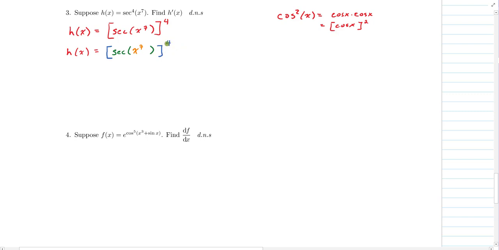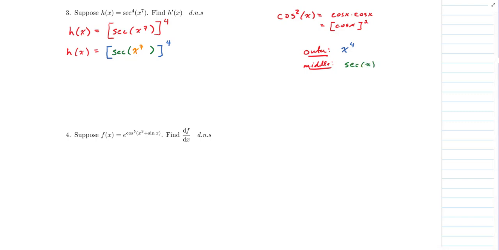The outer function, and you don't need to identify these, you don't need to write them down, but the outer function would just be the function x to the 4th. It takes an expression, let's put it in blue here. The outer function would be just the function x to the 4th. It takes an expression and raises it to the 4th power. And the middle function would just be the secant of x function.